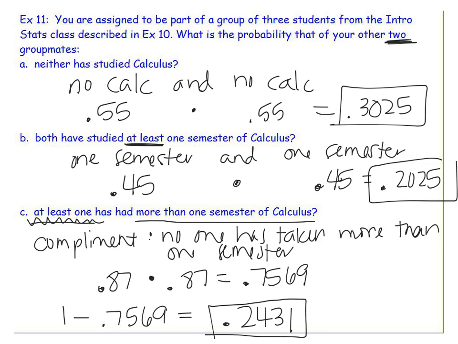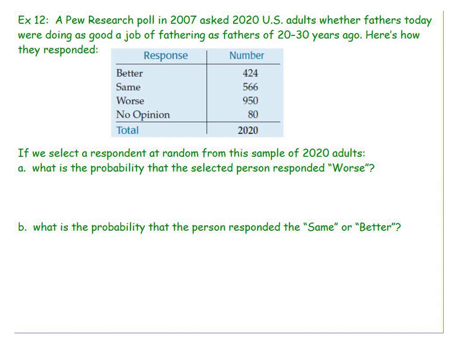All right, so let's look at the next set of examples. A Pew Research poll in 2007 asked 2,020 U.S. adults whether fathers today were doing as good of a job fathering as fathers of 20 to 30 years ago. Here are the responses. We know 424 people said they are doing better, 566 are doing the same, 950 are doing worse, and 80 had no opinion. And that totals your 2020.